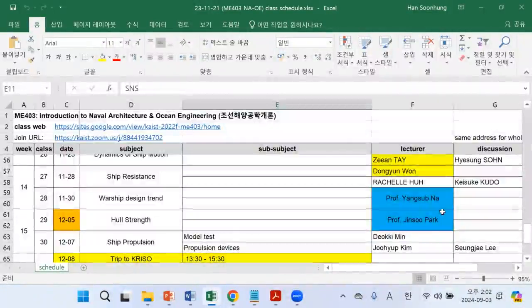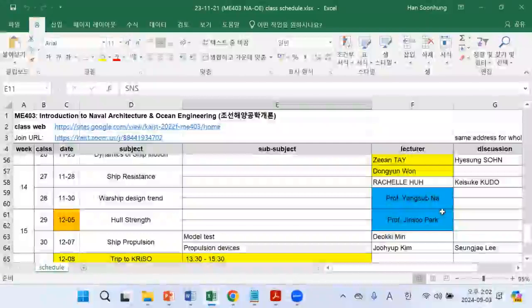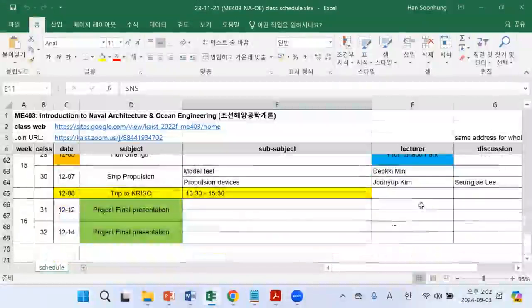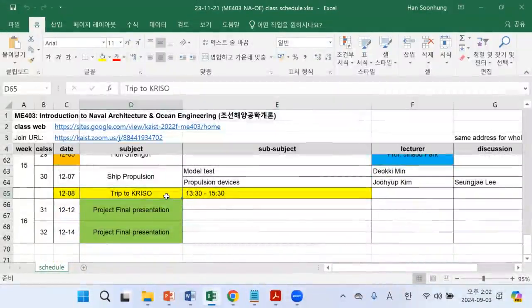Professor Na is coming from the Navy as an officer. So he was talking about warship design. And Professor Ha was coming from a shipyard. He worked for Hyundai Heavy Shipyard for more than 30 years. He was specialized in hull strength design. So here is a special lecture. And there was a trip to the research laboratory nearby. And final project. In this way, a similar schedule.